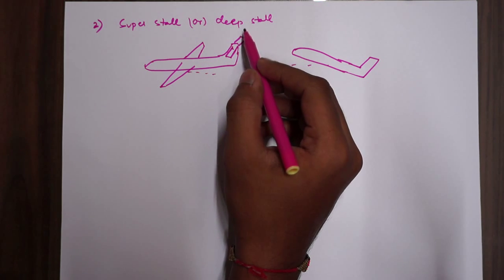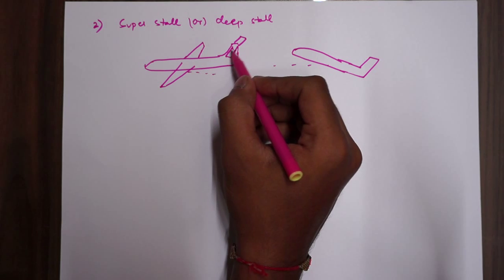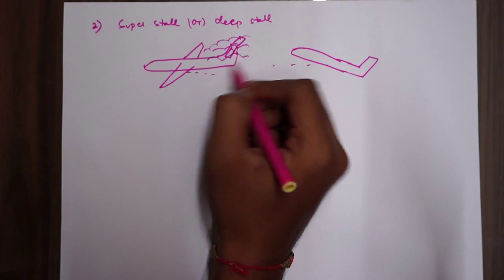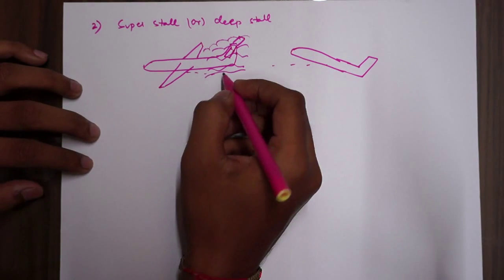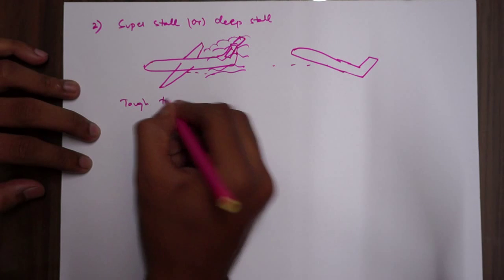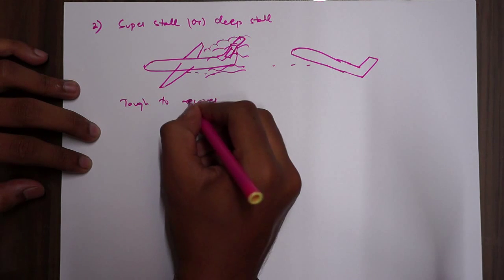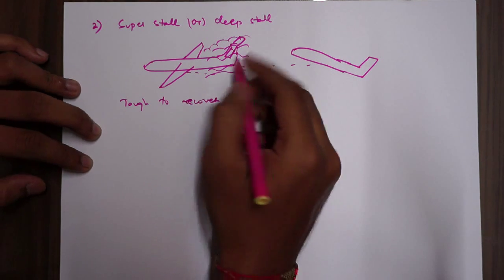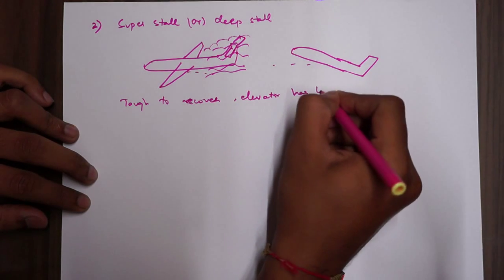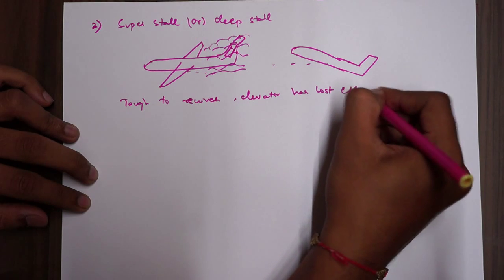The problem with this is the high tail plane. Now when the aircraft is stalled, there's a lot of turbulence on the tail plane, right? And this makes it very tough to recover because the elevator has lost effectiveness.